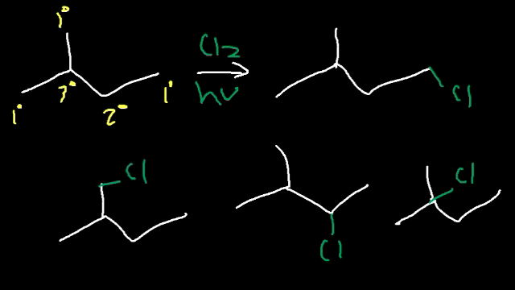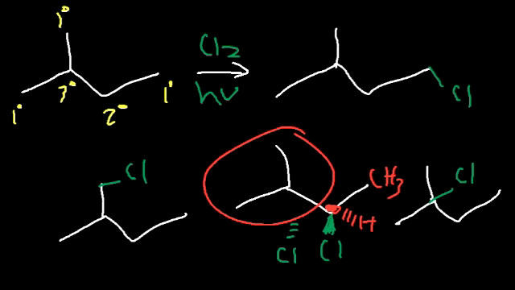So we can get these 4. Now, if you want to include stereochemistry, this product, the Cl can be in the front or it can be in the back. So we can get 2 stereoisomers because this carbon is chiral. It has 4 different groups. It has the methyl group on the right, the chlorine, the hydrogen, and this group on the left.